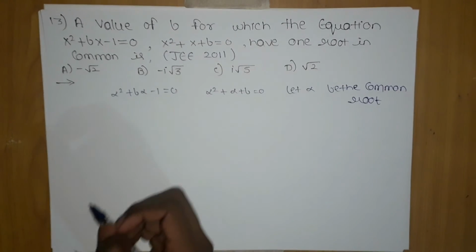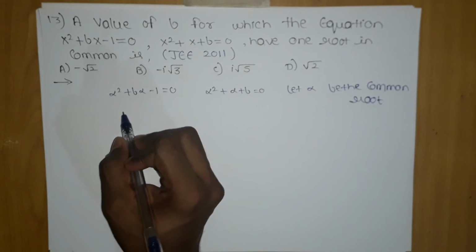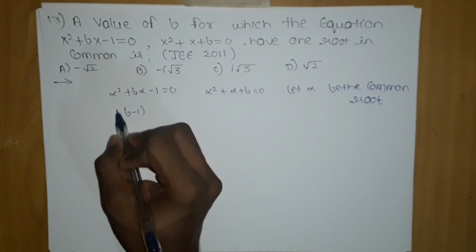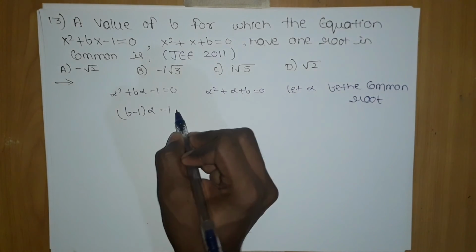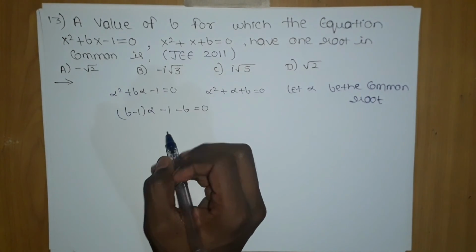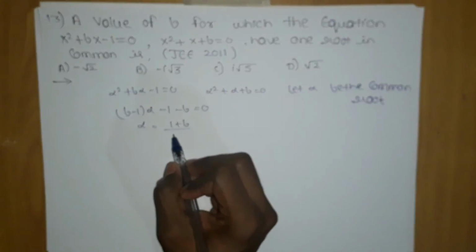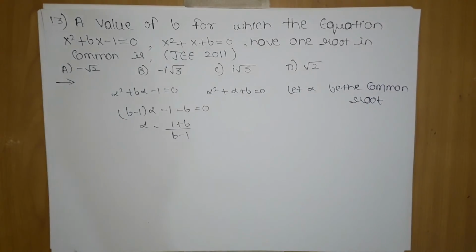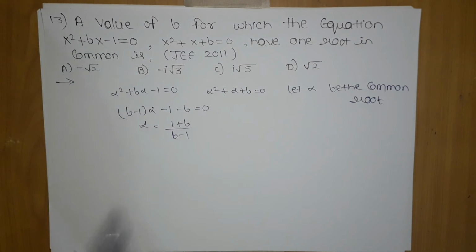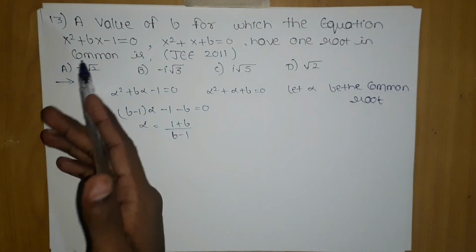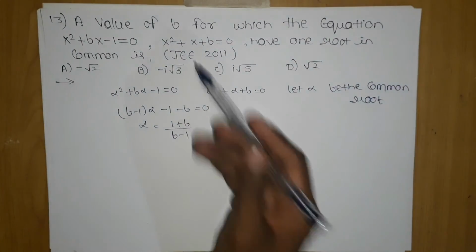Okay guys, now if we subtract this, what we will get? b minus 1 into alpha minus 1 minus b should be equal to 0. What we are getting? Alpha equals 1 plus b upon b minus 1. So we got alpha. Now in which equation should we put it to get the b value? In this equation or this? In this equation it will form a quadratic equation again, so it will be difficult. Why put it there? Let's put it in the other.